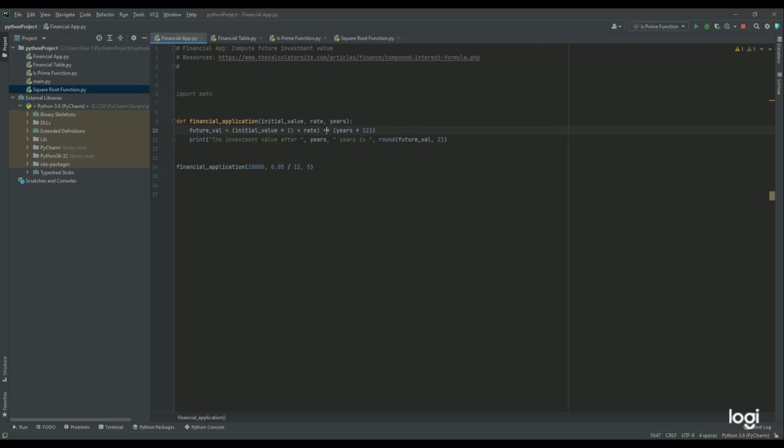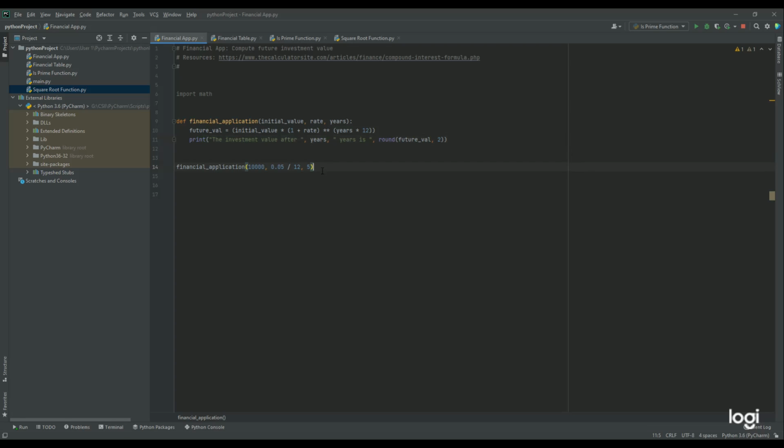So I did not use the math pow function because, let's just say, I ran into problems, so I found this on the internet. You could use 2 stars as a power. And then I told my function just to print out the investment value after years is future value, and I rounded it with this round function to 2 decimal places.